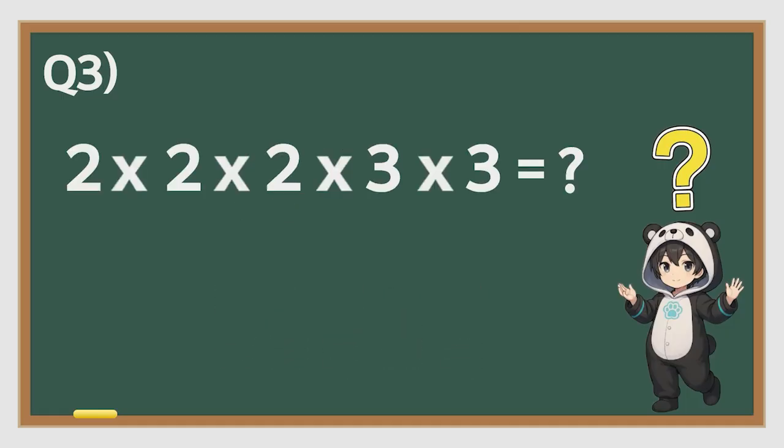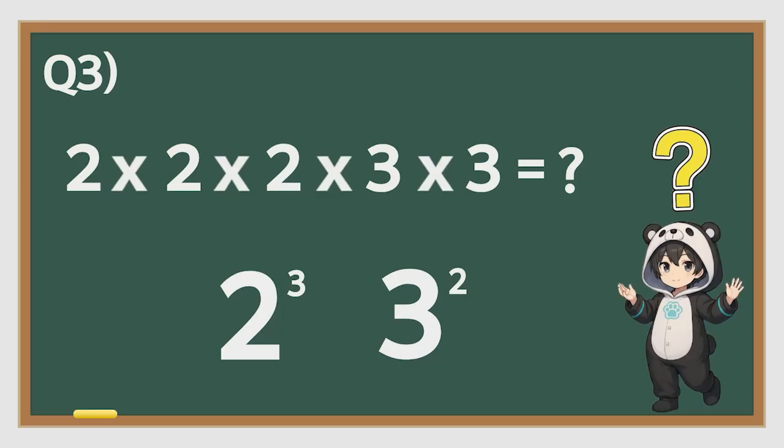Let's level up. What if the numbers are mixed? Just group them. 2 is multiplied 3 times, and 3 is multiplied 2 times. So we read this as 2 cubed times 3 squared.